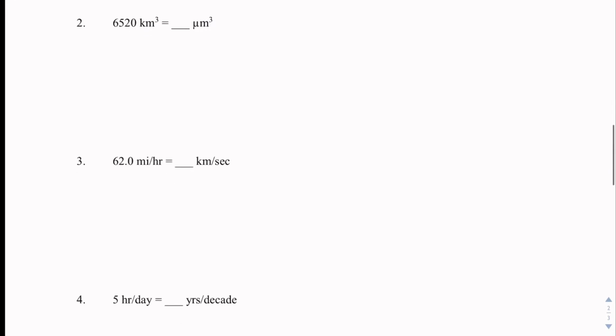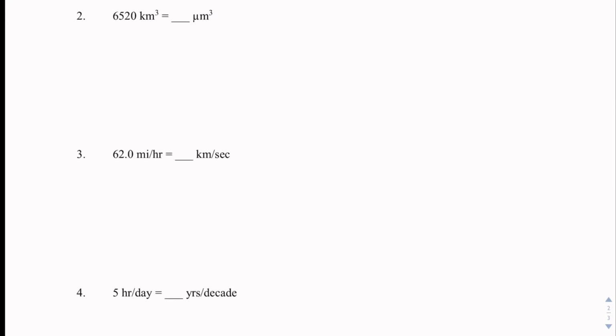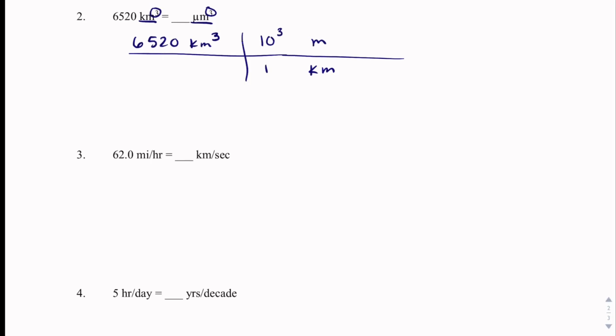Okay, let's see how it's different in number 2. We are given 6520 kilometers cubed. So we have a volume here. And we're going to go from kilometers cubed to micrometers cubed. This is a hard question. Again, I'm going to ignore the cubes for right now. So let's go from kilometers to micrometers. In order to do that, I'm going to go through the base unit. 1 kilometer is 10 to the 3rd meters. And then I'm going to go from meters to micrometers. 1 micrometer is 10 to the minus 6 meters.